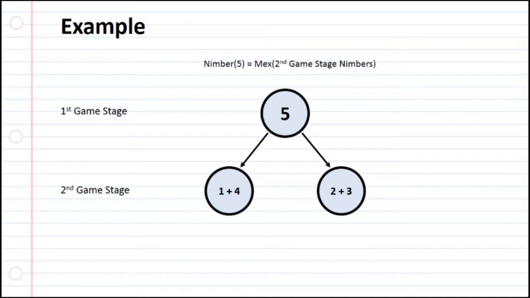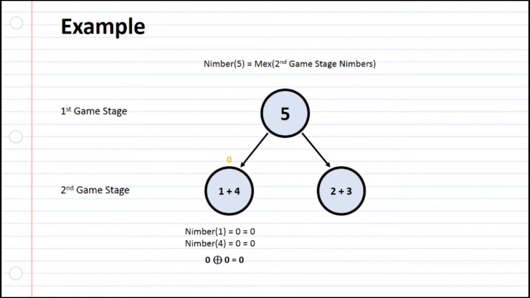Let us look at the previous example again. First, look at the left branch. We convert the nimbers of the two separate heaps, 1 and 4, to their binary numbers, 0 for both. Using what we have learned, we can use the XOR addition. 0 XOR 0 equals 0. Therefore, the number of 1 plus 4 is 0.